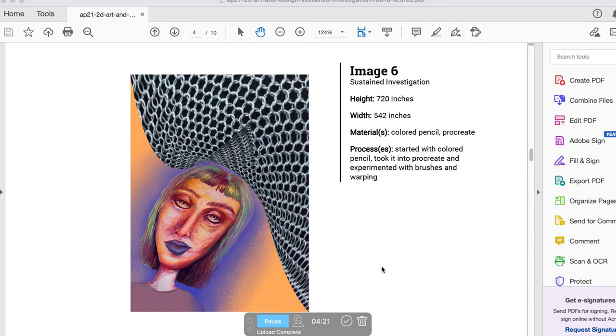Image 6. Colored pencil, Procreate. Processes: started with colored pencil, took it into Procreate, and experimented with brushes and warping.